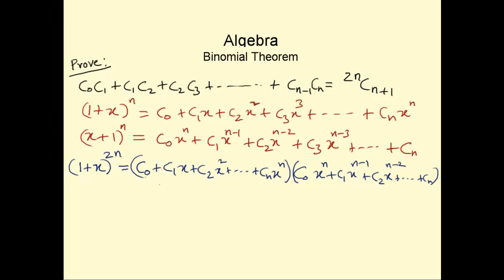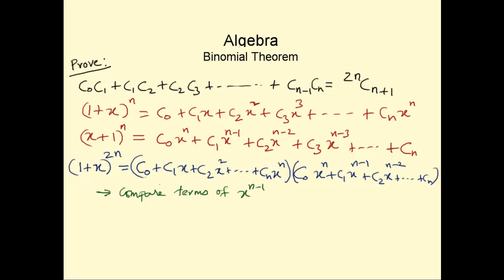So now if you look at the question, you want to find what is C0 C1, so you got to multiply the C0 here and C1 here. If you multiply C0 and C1 here, you get x to the n minus 1. So what we need to do is compare the terms, or the coefficients, of x to the power n minus 1 on both sides.